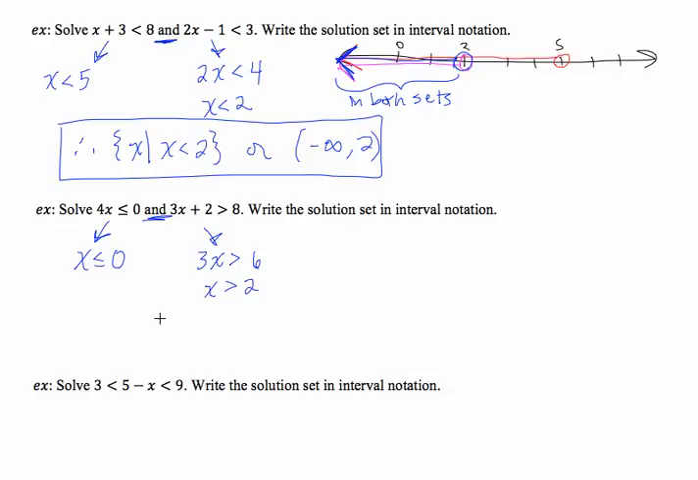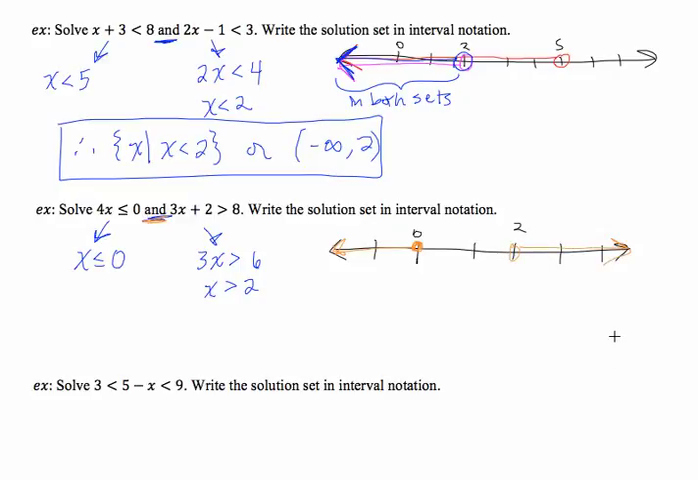Okay, now notice they're connected with an and. So x has to be less than or equal to 0 and x has to be greater than 2. Let's picture that. So here's 0, here's 2. X has to be less than or equal to 0 and x has to be greater than 2.